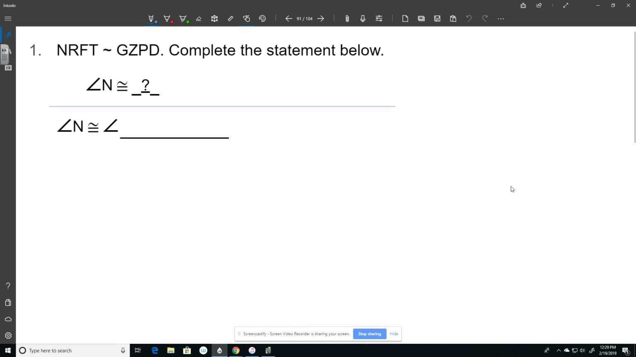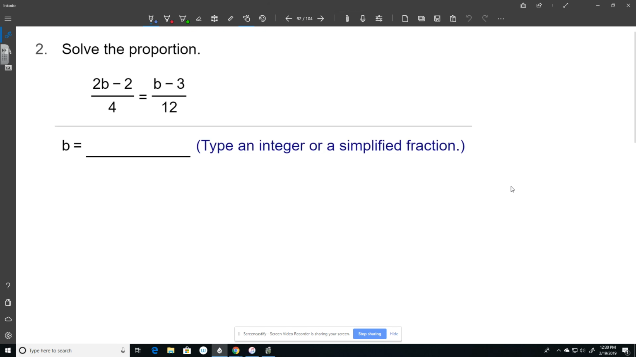So number one, now they're not going to be in the same order, but the questions are going to look similar. But this one says that NRFT is similar to GZPD. So if that is true, if these are similar shapes, angle N is congruent to what angle? And remember, for this one, you just find the letter that's in the same place as the N, which would be angle G. So there you go. There's a freebie for you. In fact, there's a lot of those on this test. I think there's a lot of these questions that realistically, as long as you've seen them and practiced them a little bit, they should be relatively simple for you.